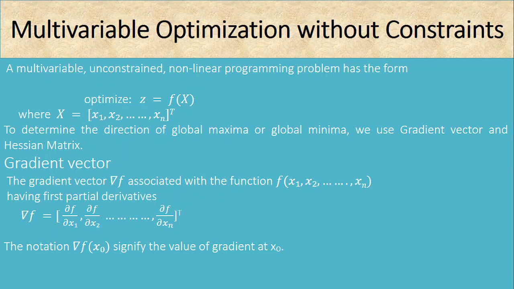The gradient vector del f associated with the function f(x1, x2, and so on up to xn), having first partial derivatives, is given by del f = (∂f/∂x1, ∂f/∂x2, and so on up to ∂f/∂xn). The notation del f at the point x0 signifies the value of the gradient at x0.